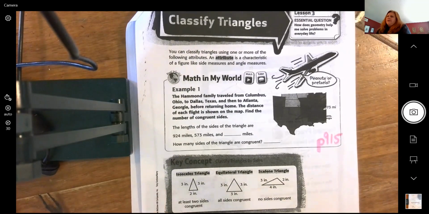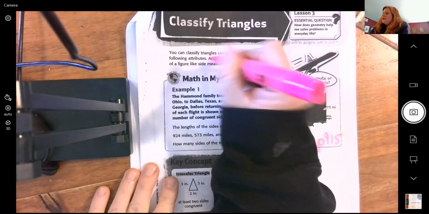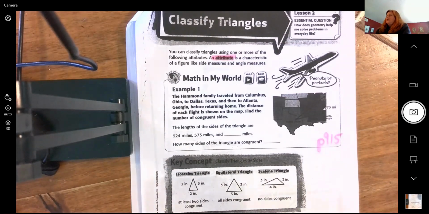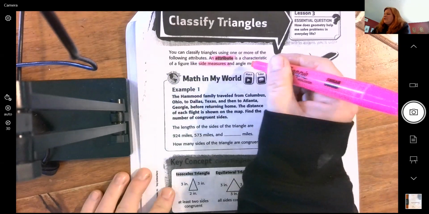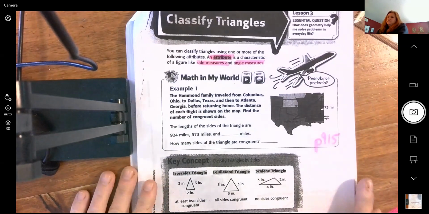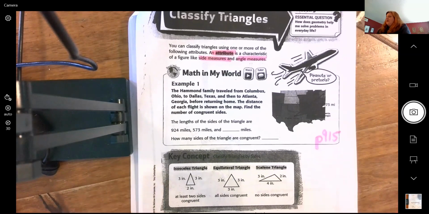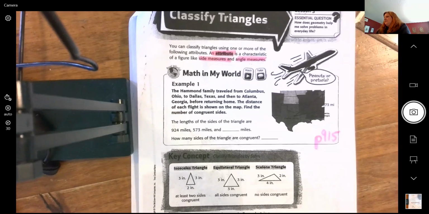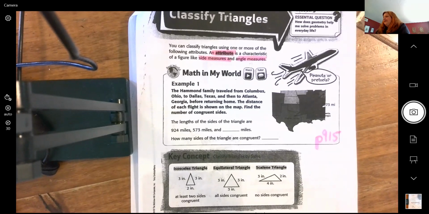All right, so we can classify triangles by using one or more of the following attributes. Remember that was that vocabulary word we used, which just means using their sides or their angles. And this is the only polygon that we can classify in 2 different ways. Luckily, the other ones are one classification. The triangles are kind of the hardest.